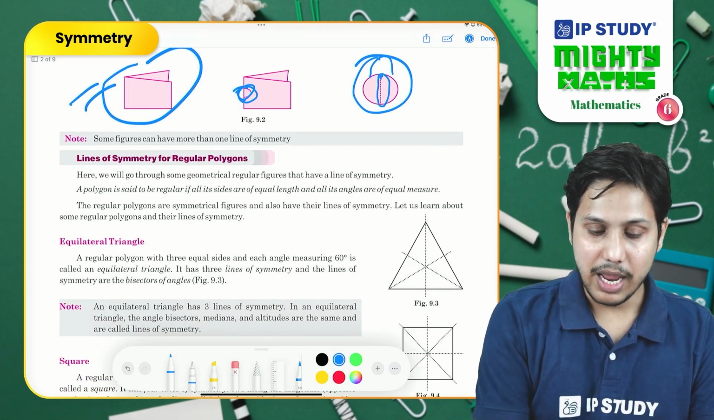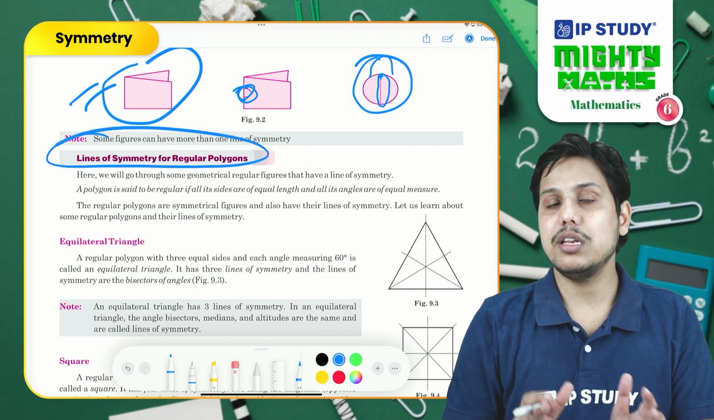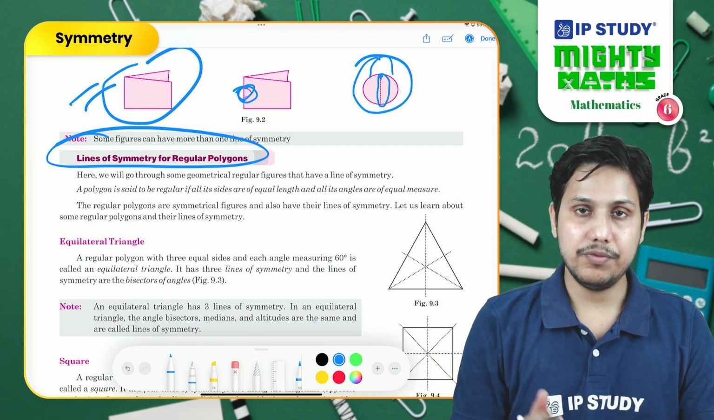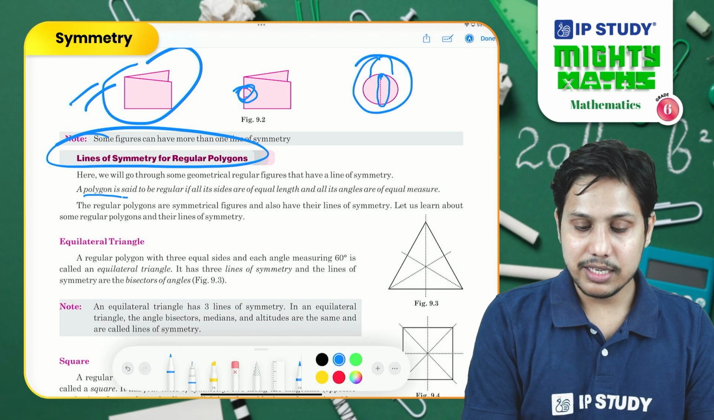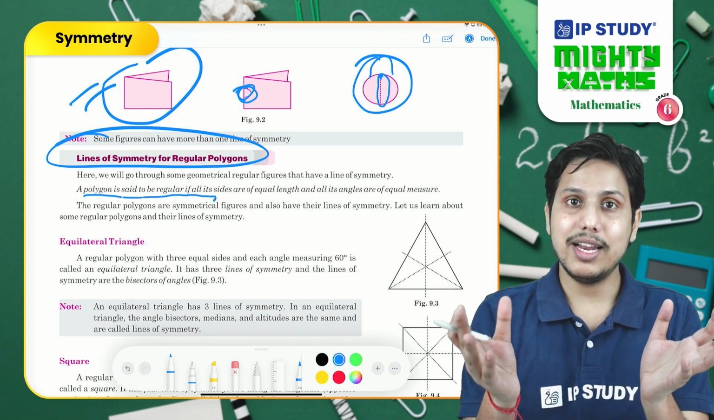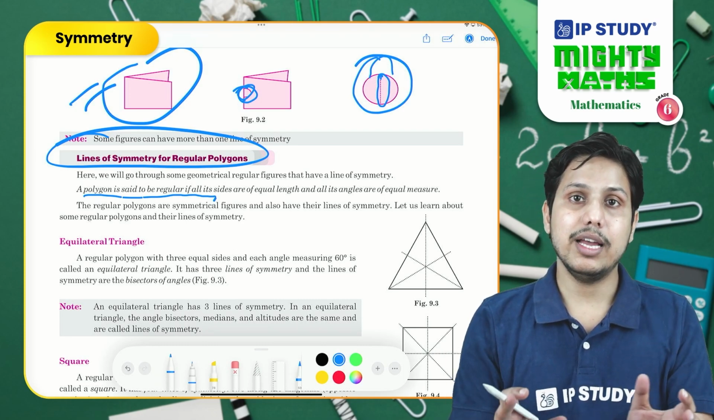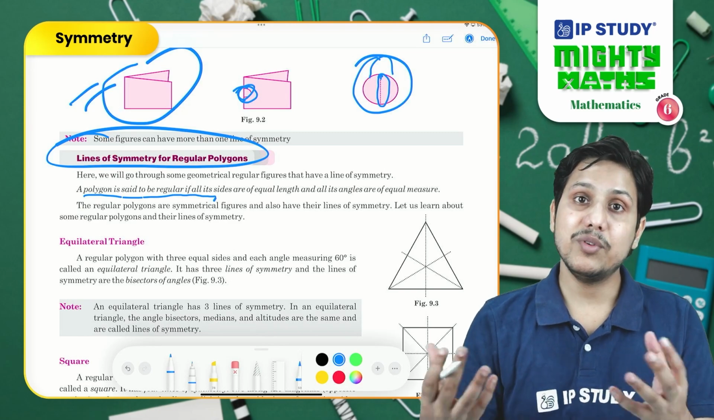Next is line of symmetry for regular polygons. We have understood what is symmetry and what is line of symmetry. Now for regular polygons, which are 2D figures, we have some special cases. So what is a regular polygon? A polygon having all sides equal, like a square, or a regular pentagon, and for a triangle it is an equilateral triangle.